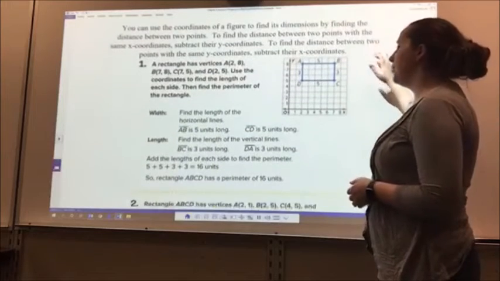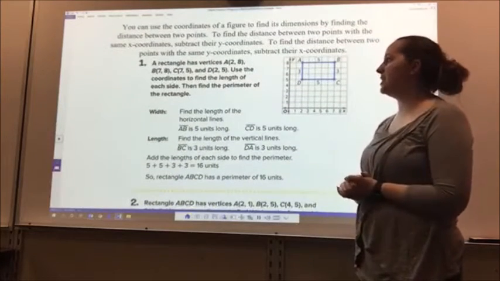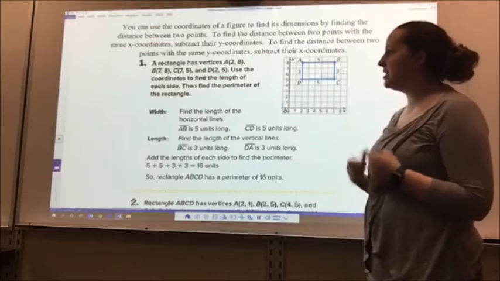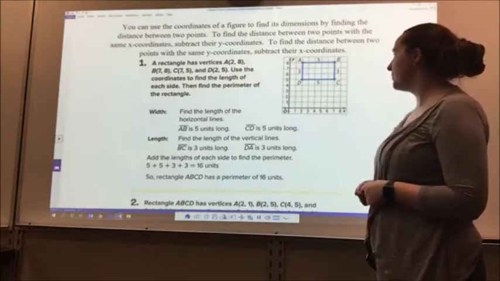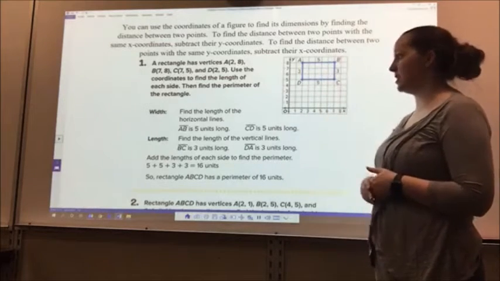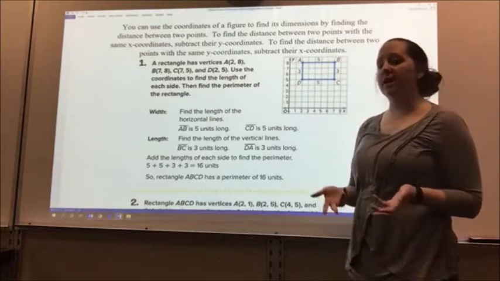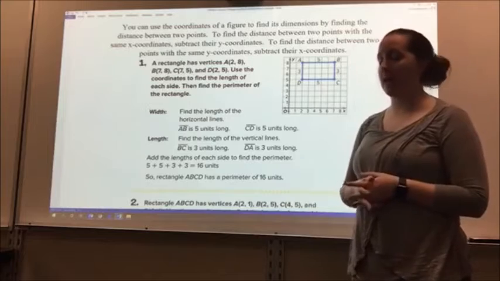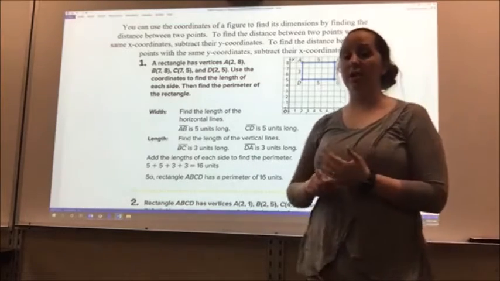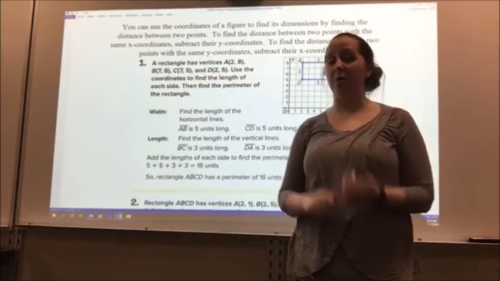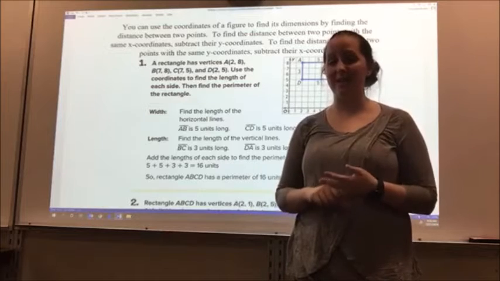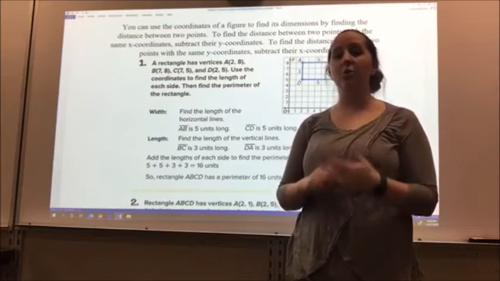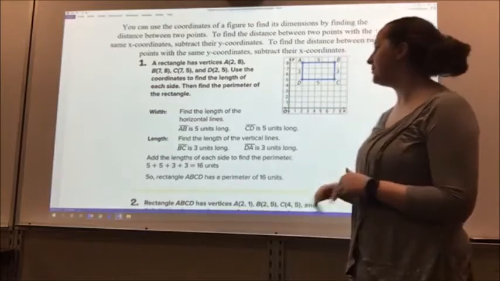For example number 1, a rectangle has vertices (2, 8), (7, 8), (7, 5), and (2, 5). That's A, B, C, and D, respectively. Use the coordinates to find the length of each side, then find the perimeter of the rectangle. So it's asking you to do 2 things: find the length of the sides, then find the perimeter. Make sure you're reading through all the directions, okay?